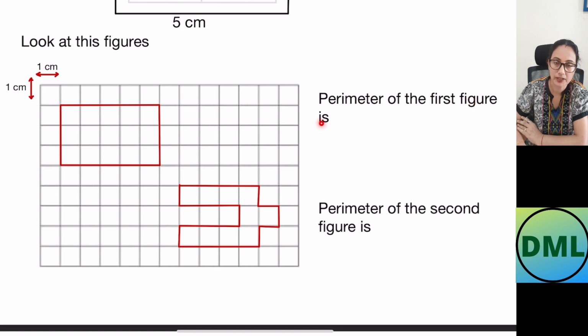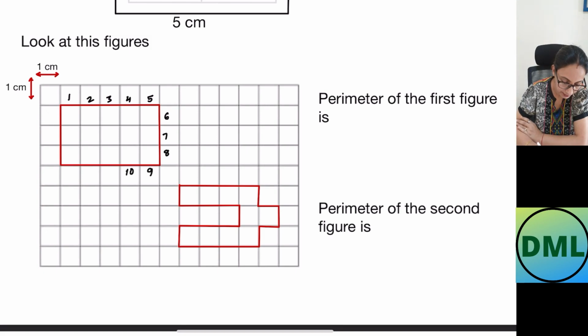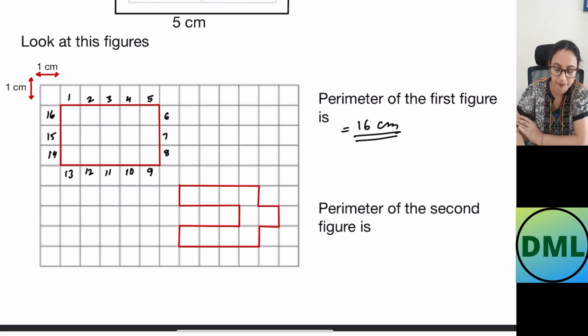Perimeter of the first figure will be given by how many units I am going to the right. Let's calculate that. So let's write down the numbers on the top. This is 1, then 2, 3, 4, 5. Then here it will be 6, 7, 8, 9, 10, 11, 12, 13, 14, 15 and 16. I am covering 16 centimeters along the perimeter. So my perimeter for the first figure will be given by 16 centimeter. That will be my answer.